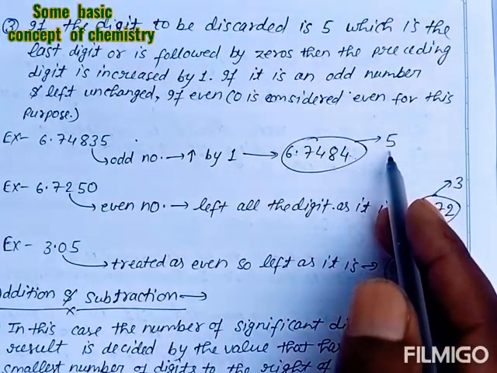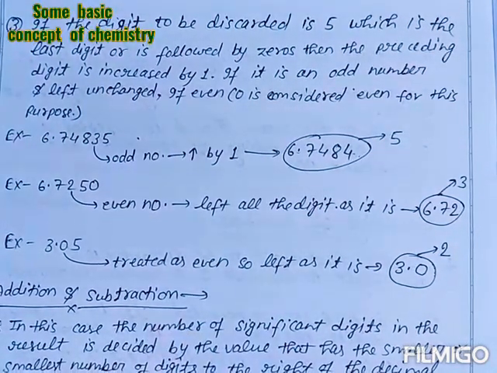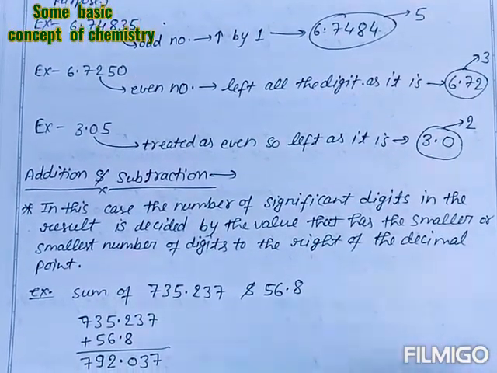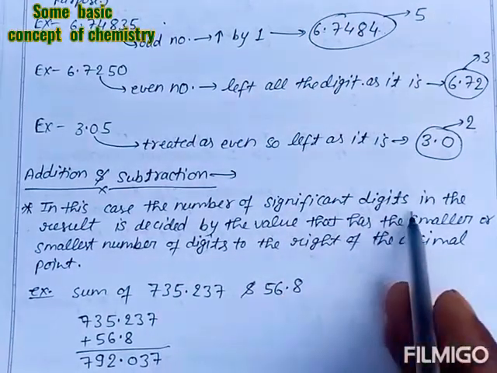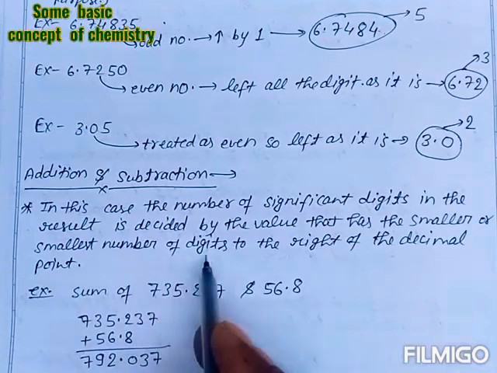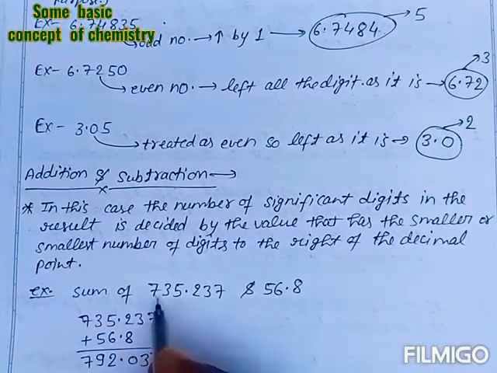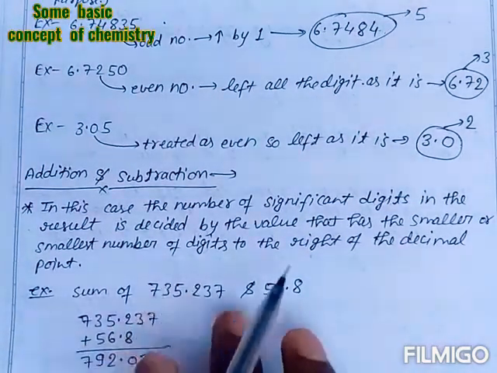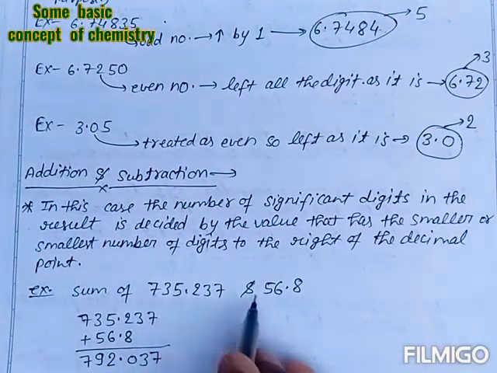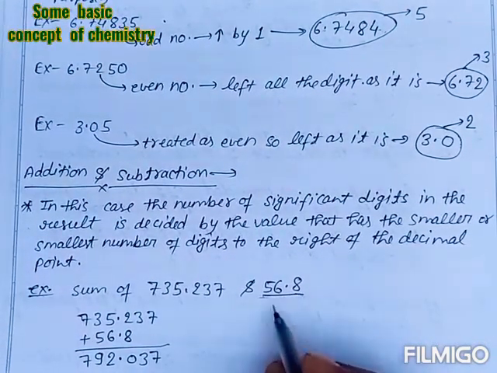Okay. Now addition and subtraction. It is a very easy topic, and you will easily calculate addition and subtraction. In this case, the number of significant digits in the result is decided by the value that has the smallest number of digits to the right of the decimal point. Listen. First of all, the sum of 735.237. You will add these two numbers. After adding, you will choose the smallest number and round off according to it.